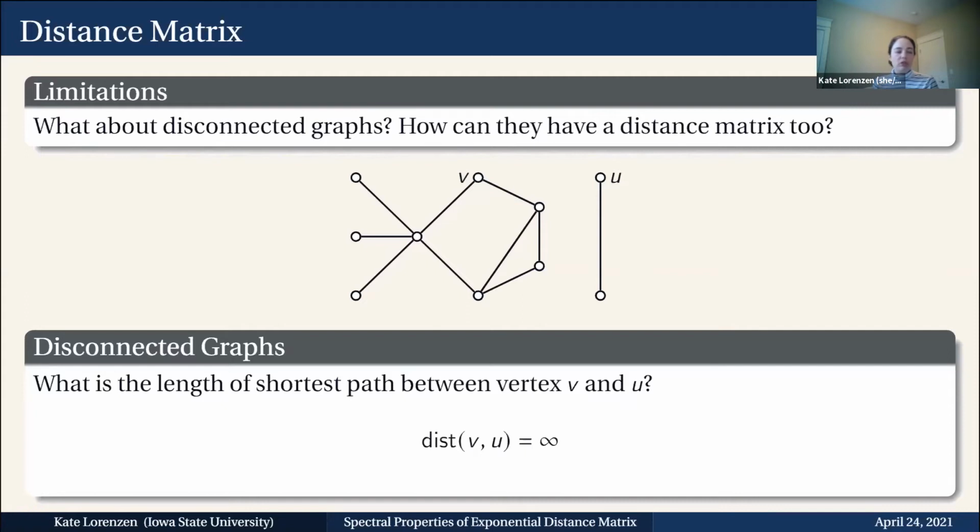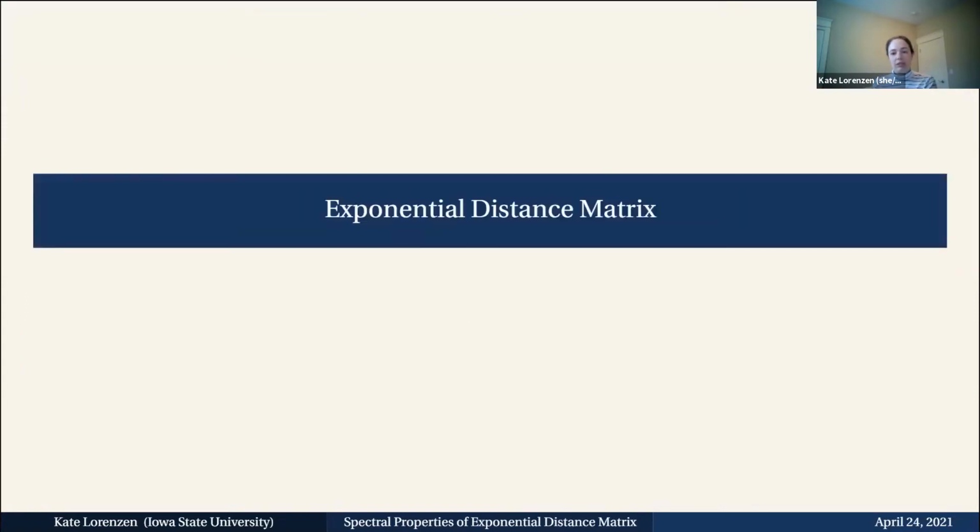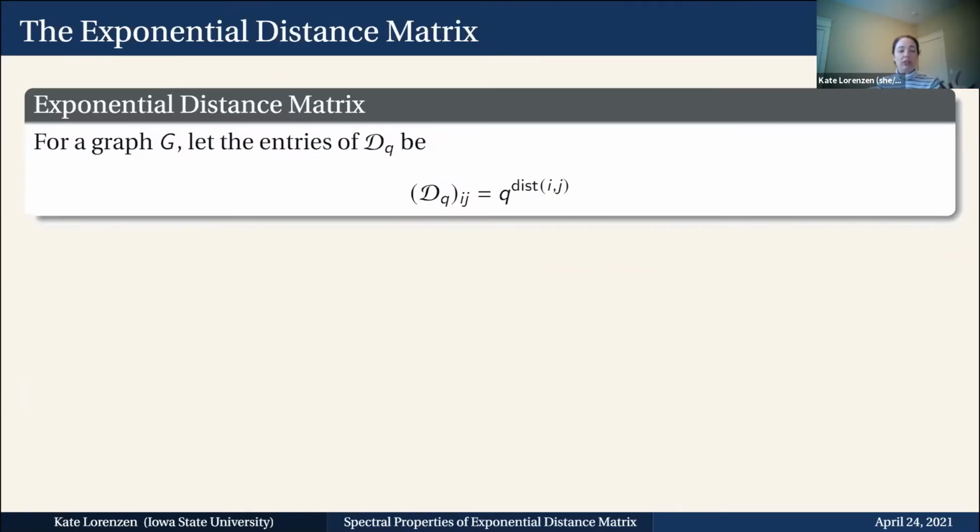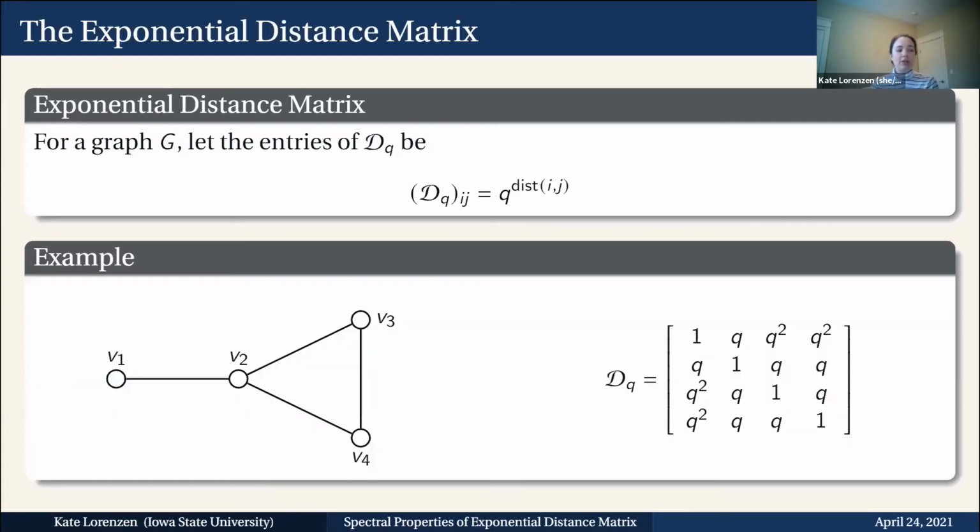So one solution to this is the exponential distance matrix, which is going to be our matrix we're going to call DQ. And now I'm going to have the ijth entry be some variable q raised to the distance between vertex i and vertex j. So here I have my graph, and here I have its corresponding DQ matrix, where I have left q as a variable. And so vertex 1 is distance 2 away from vertex 3, and so I'm going to have q squared in my 1, 3 entry.